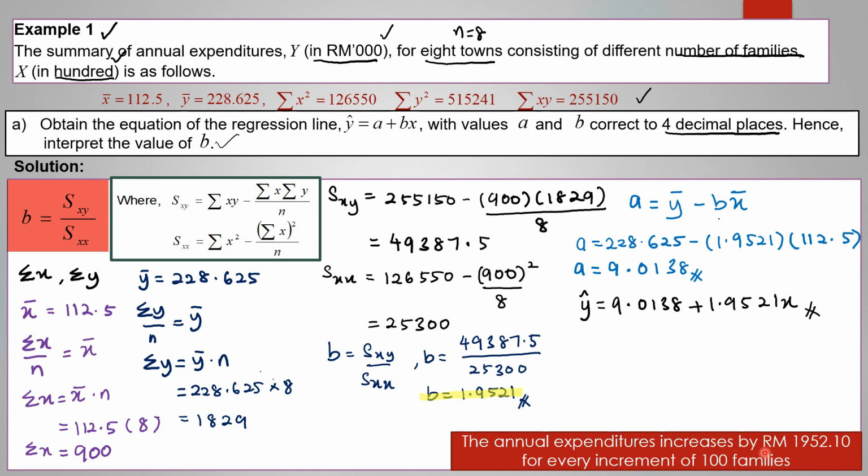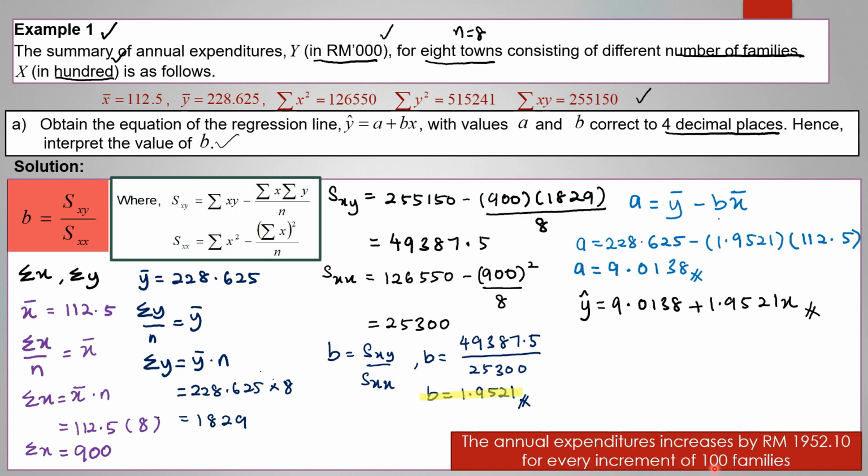So here, the important thing is you need to know the unit for each variable. For Y, the unit is 1000. That's why our B should be times with 1000. Here we have RM because our Y is talking about annual expenditures. So the expenditures, the unit should be in RM. So that's why here we have RM 1,952 ringgit and 10 cents.